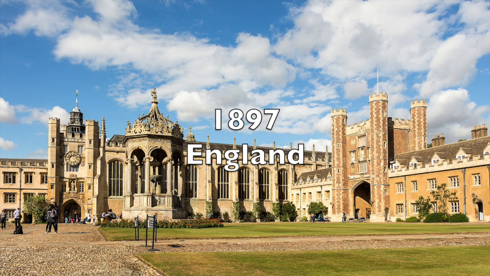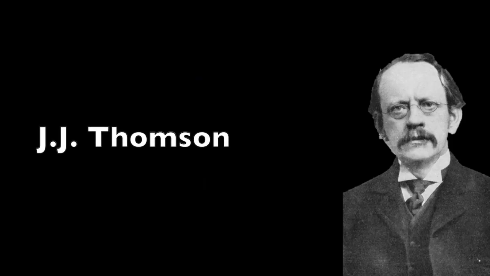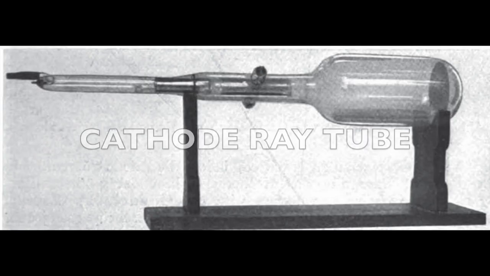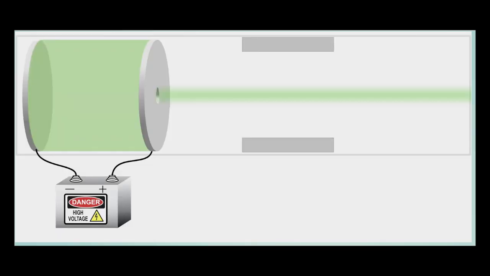It's 1897 and we are in England in the lab of J.J. Thomson, who is doing some experiments with a newly discovered device called a cathode ray tube. Nobody's really sure what these cathode rays are made of, and Thomson really wants to find out. In one of his experiments, he decides to put negatively and positively charged plates on each side of the cathode ray tube when it is turned on.